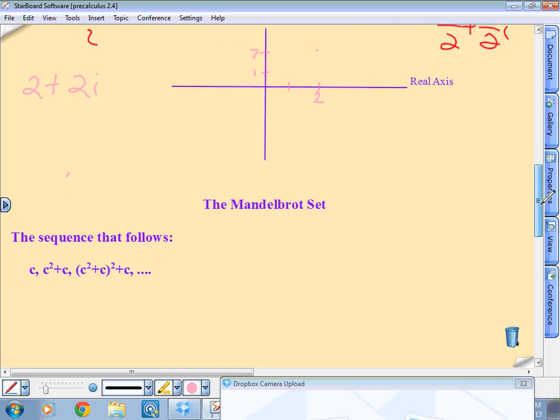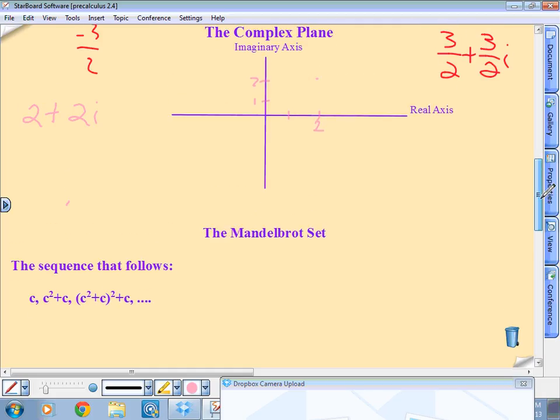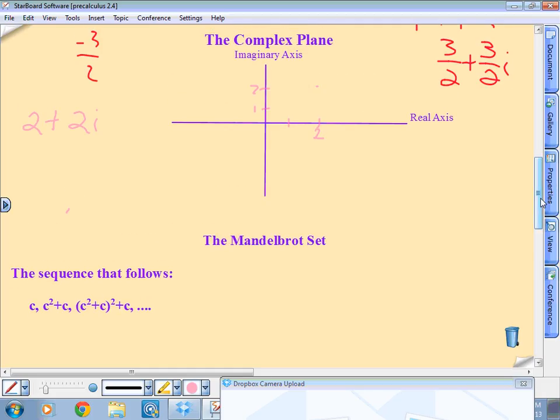Now, I'm not going to spend a lot of time on this thing called the Mandelbrot set, but I want you to know what this is all about. There are some cool pictures. Your book actually doesn't have very cool pictures, but if you go online, and actually I think on your wiki space, you have a video of the Mandelbrot set.